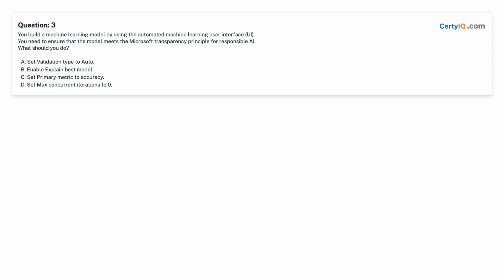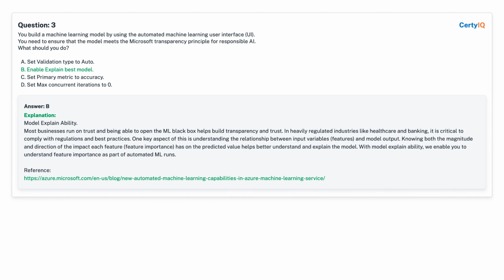Question 3. You build a machine learning model by using the automated machine learning user interface. You need to ensure that the model meets the Microsoft transparency principle for responsible AI. What should you do? A. Set validation type to auto. B. Enable explain best model. C. Set primary metric to accuracy. D. Set max concurrent iterations to 0. Answer is B. Enable explain best model.